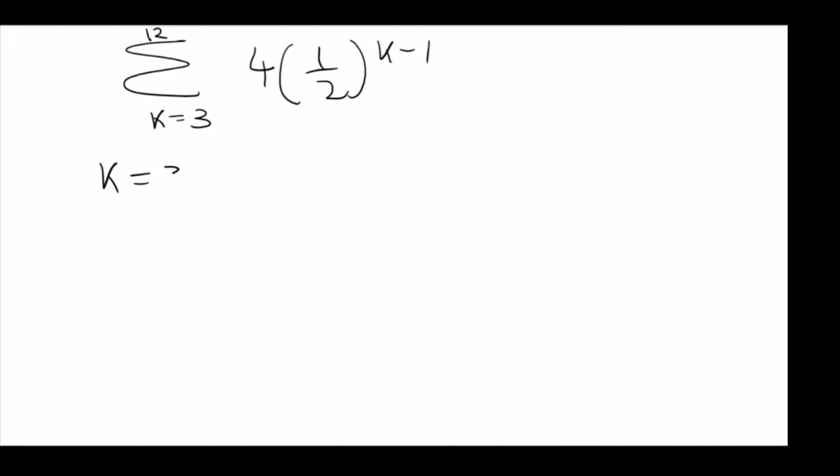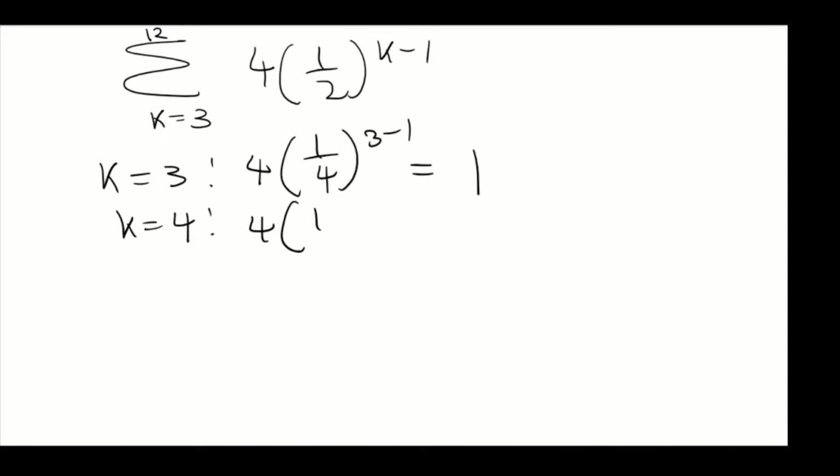When k starts at 3, we're going to substitute into this problem here. It's going to be 3 minus 1, and the answer for this one, you need to get 1. And when k is equal to 4, it's going to be 4 into 1 over 4 to the power of 4 minus 1. And the answer to this one should be 1 over 2.